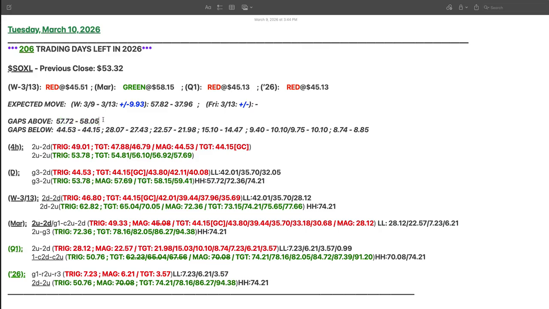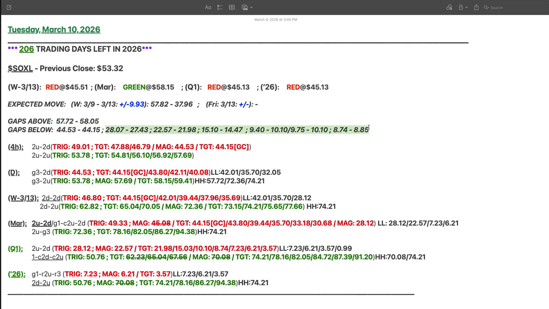We know that there is a slight gap above at 57.72 to 58.05. That is at the top of the one combo 2 down 2 up move on the 4-hour. And we know that there is a gap at 44.53, which would be at the bottom of the 2 up 2 down reversal on the 4-hour. So upside and downside both have gaps that are within reach. So again, got to be patient. Got to see which way we're going to go.